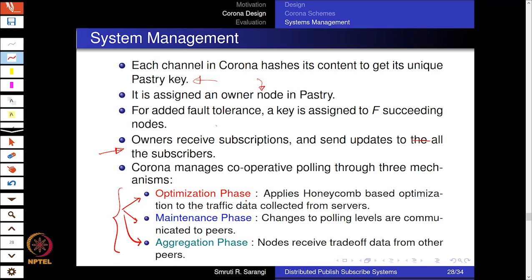So the first is the optimization phase, where a node applies the honeycomb based optimization technique to the traffic data that it has collected from the servers. So any change to the polling level is communicated to the peers, and of course nodes can change that on their own. And then this is the maintenance phase, and then the aggregation phase is when nodes receive trade-off data from other peers, so that again they can run the next round of optimization.